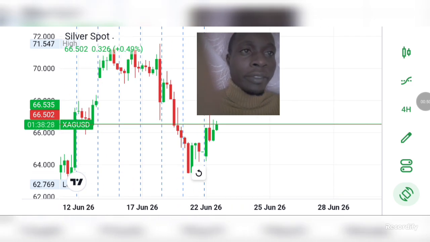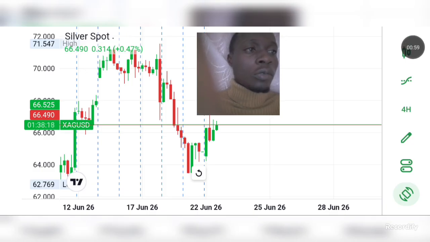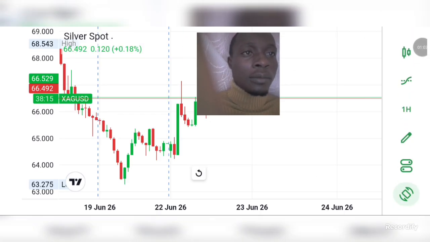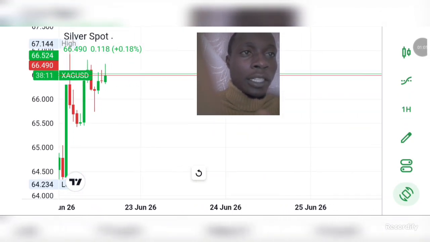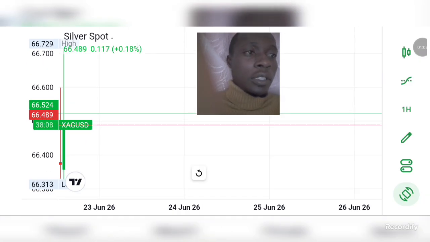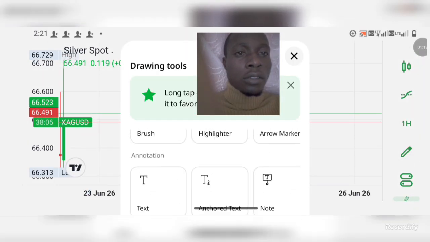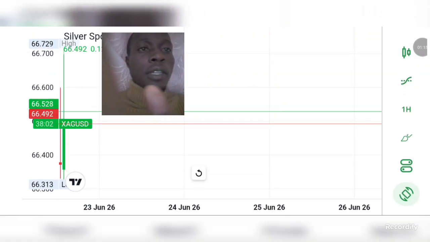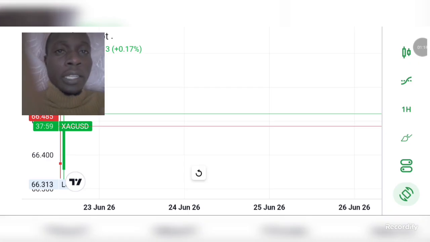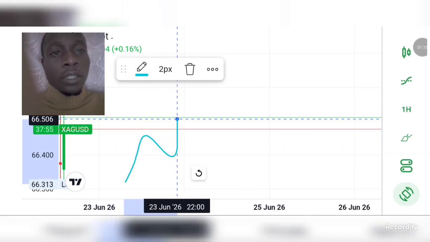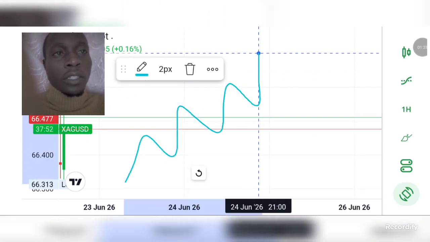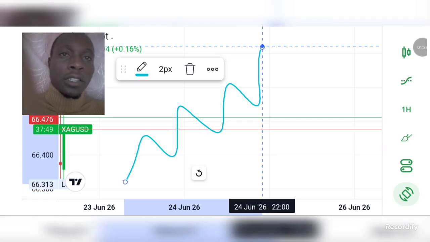So today this is silver versus USD, which is a 4-hour chart. Let us shift to the 1-hour chart and see something here. As I usually say, if the market is moving up, it is going to form things like this, up. This now is called an uptrend.